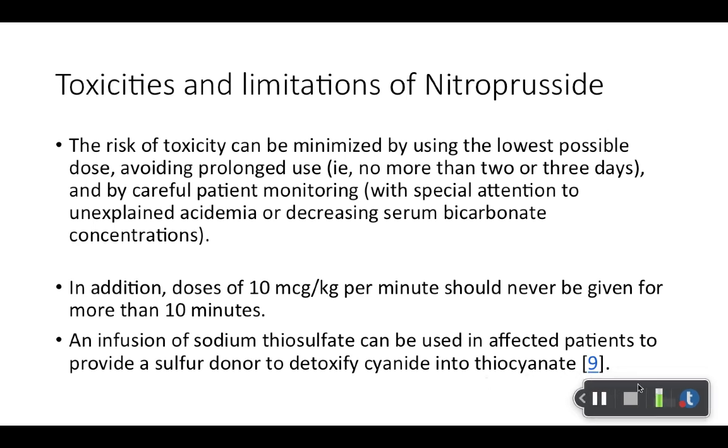One thing you can do to mitigate the toxicity here is use a shorter amount of time and lower doses. It's basically just less exposure. You can just read through this, but don't stress about memorizing the dosing and stuff for me.